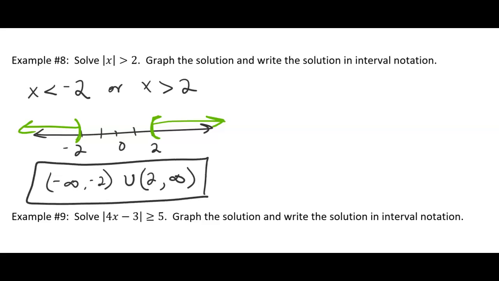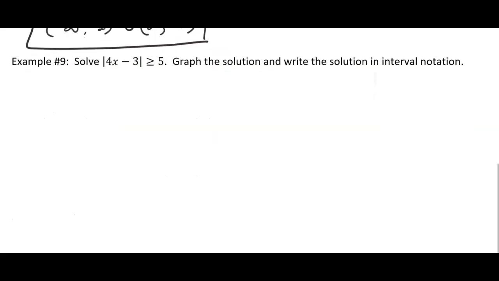And that's going to be the interval notation right there. So really big numbers are going to work, and really small numbers that are less than negative 2, those are going to work. Okay, so now we have another example that's a little more involved with the absolute value part. So we're going to take the absolute value part, 4x minus 3, it's already isolated, and we're going to set it less than or equal to negative 5.